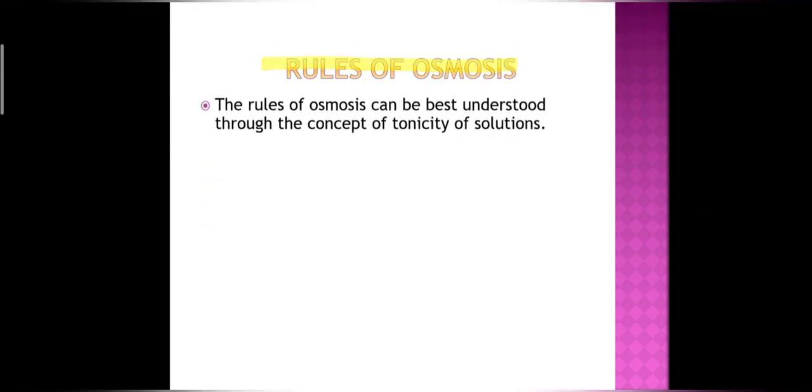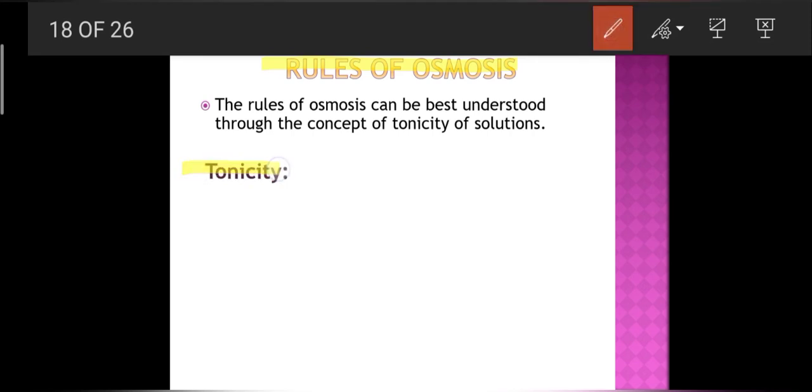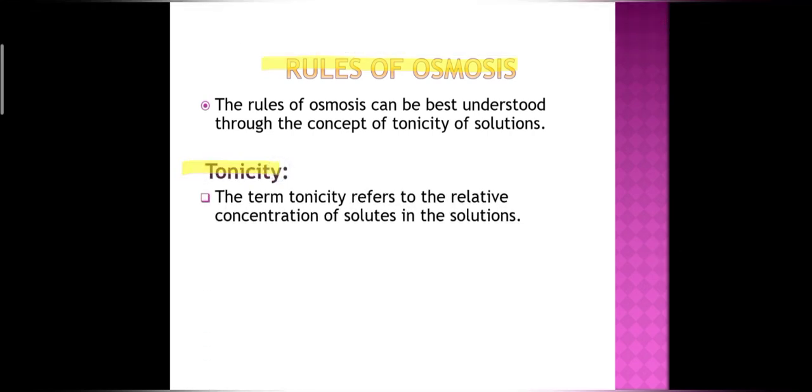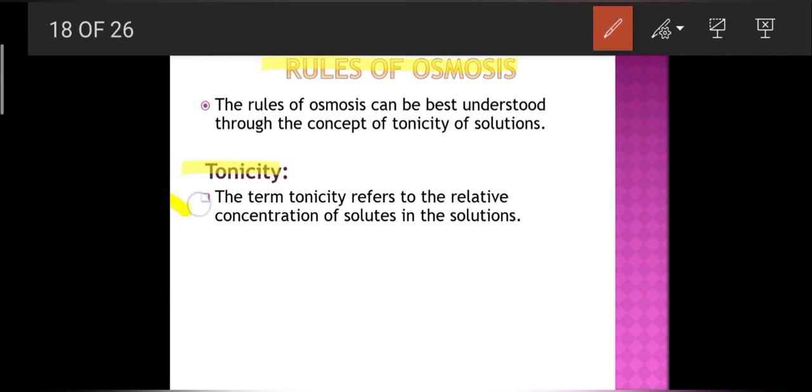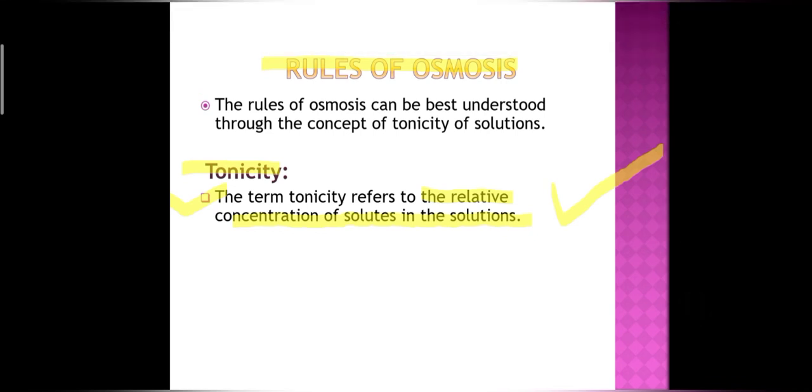What are the rules of osmosis? The rules can be better understood if we know about the concept of tonicity of solutions. What is tonicity? Tonicity is a term that refers to the relative concentration of solutes in the solutions. Relative concentration of solutes in the solution is tonicity.